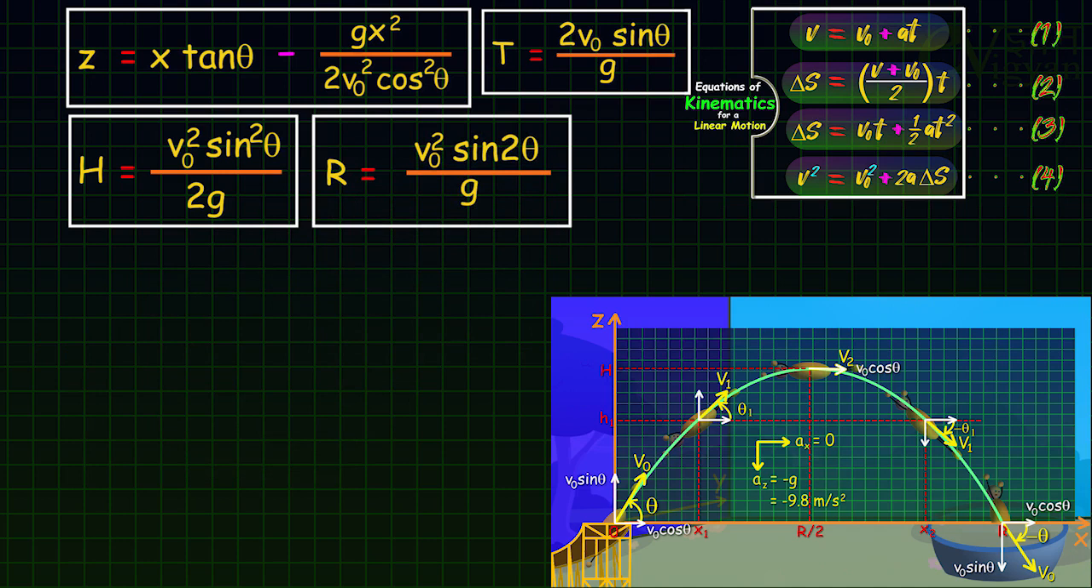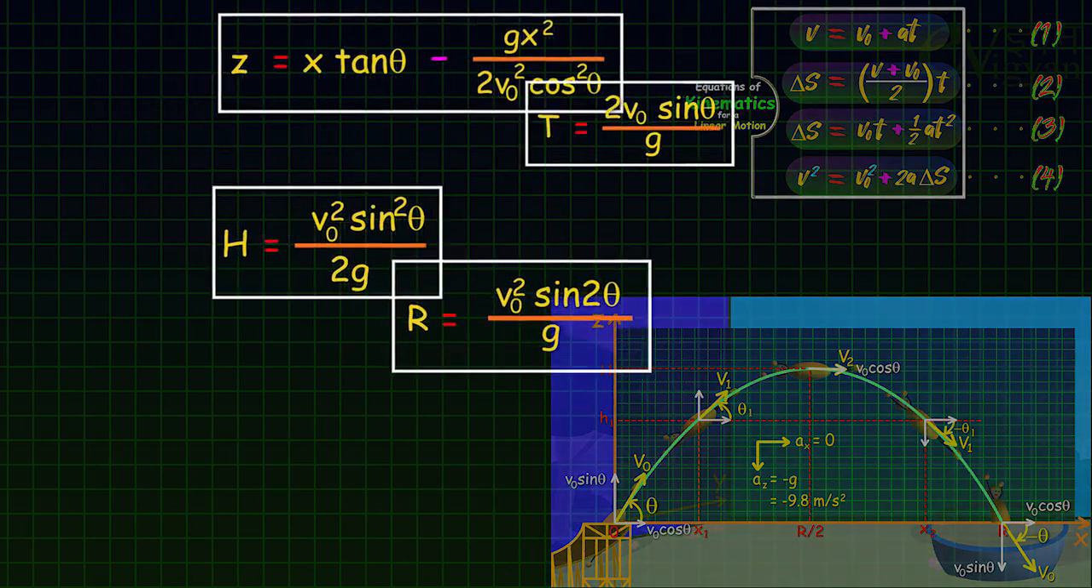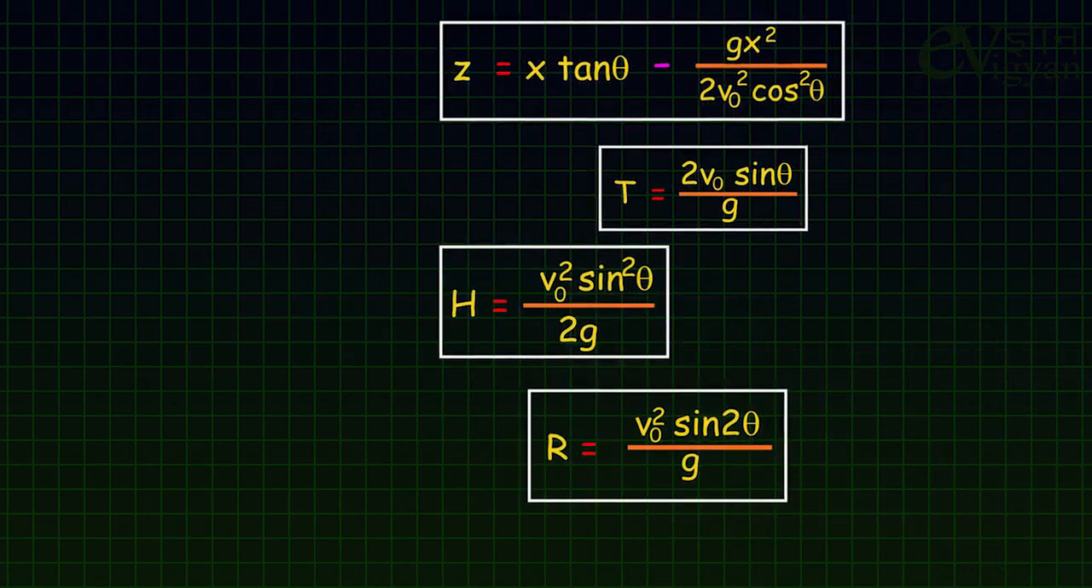These formulas are valid only for the case when the point at which the projectile is launched and the point where it hits the ground are at the same horizontal level. For all other cases, these formulas are not valid. So you must know how to use the equations of kinematics, and by doing that you can solve the problems of any type of projectile motion.